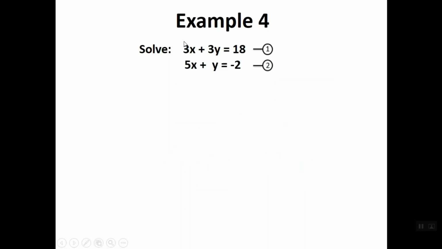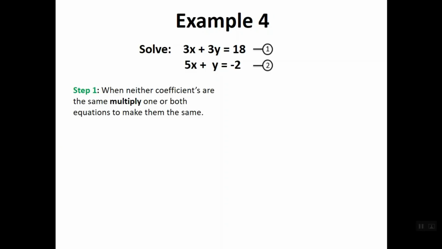So again, if you check, we have this being 3x and this being 5x, which means that the coefficients of the x's are different, and the coefficient here is 3 and this one is 1, which means that they're also different. So we have to find a way to get them to be exactly the same. Our first step, guys, is when neither coefficients are the same, we multiply one or both equations to make them the same. So I'm going to multiply equation 2 by 3.